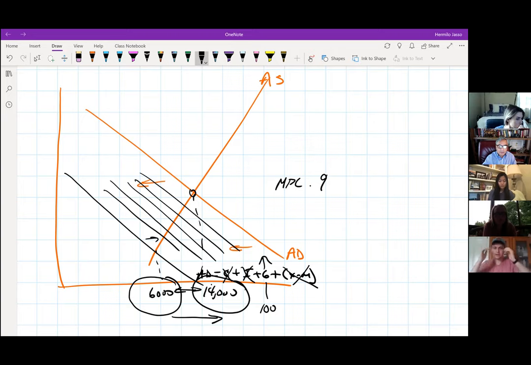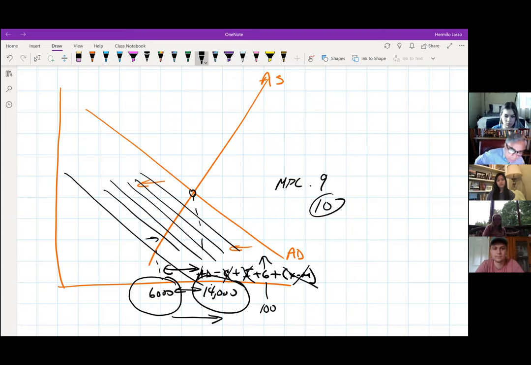So the multiplier is 10. Okay. So the difference between the 14,000 and the 6,000 is 8,000. Oh, okay, perfect. So you find the gap, and that's exactly what you need to know. The first thing we want to know is what is the gap? The gap is 8,000, right? And we know that whatever we do is going to multiply 10 times, so you say 800?